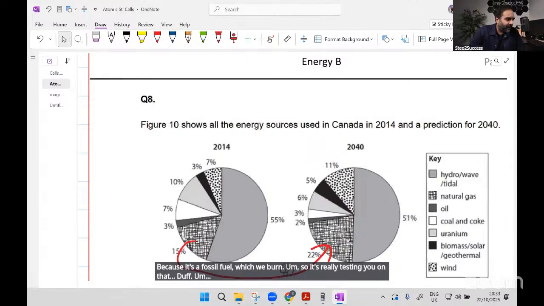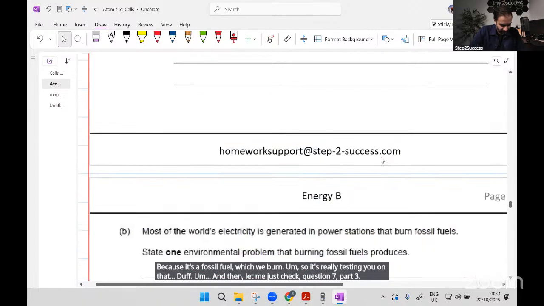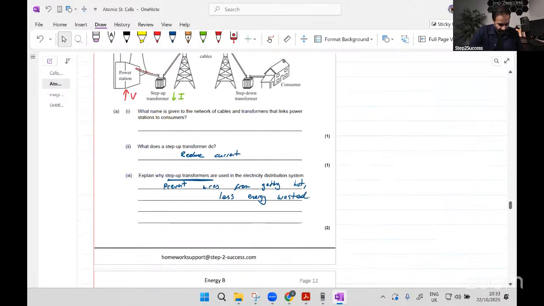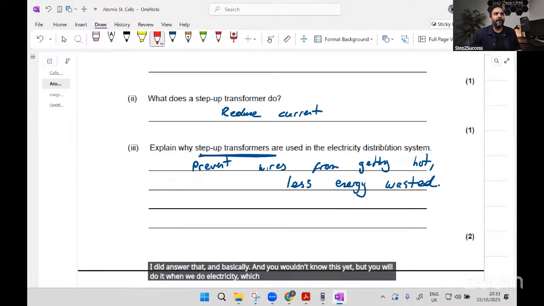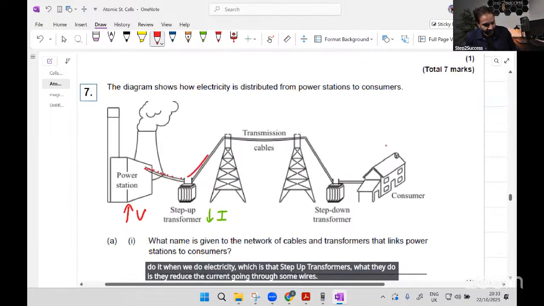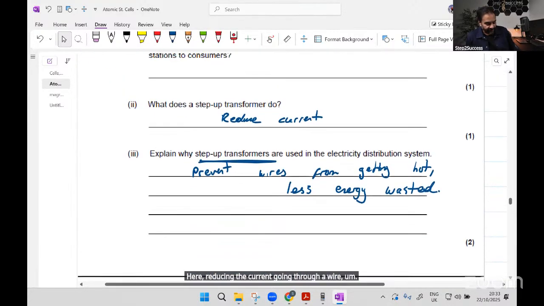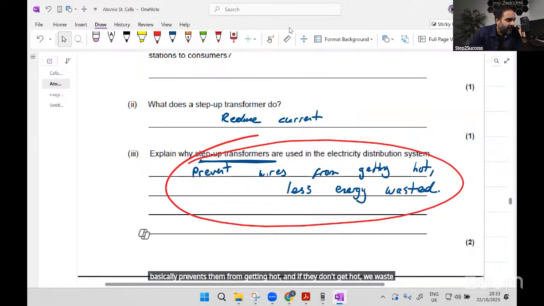And then let me just check. Question 7, part 3. I did answer that. And you wouldn't know this yet, but you will do it when we do electricity, which is that step-up transformers reduce the current going through some wires here. Reducing the current going through a wire basically prevents them from getting hot. And if they don't get hot, we waste less energy.